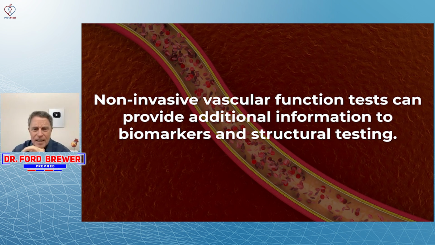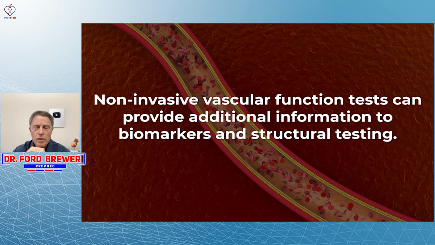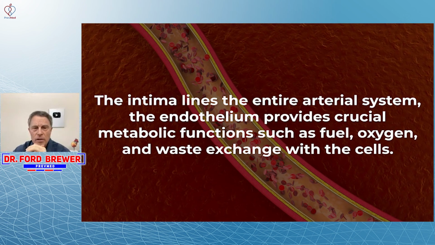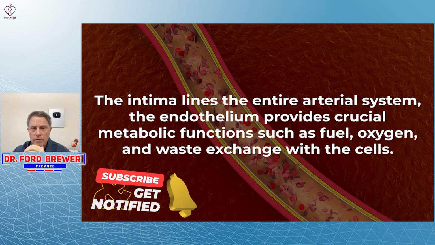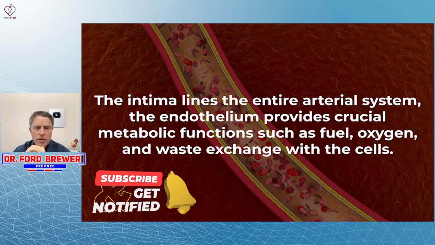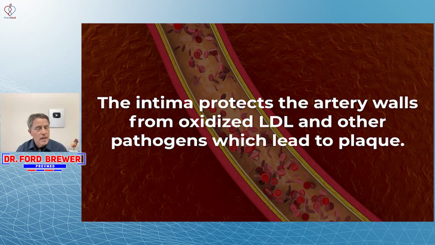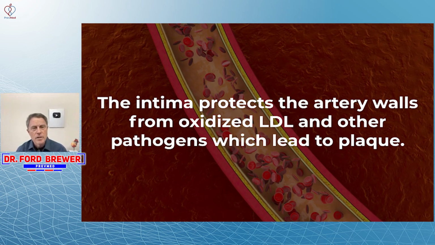The intima is, as you may remember, the source of NO, or nitric oxide. The intima lines the entire arterial system. It provides crucial metabolic functions such as fuel, oxygen, and waste exchange with the cells. The intima protects the artery walls from oxidized LDL and other pathogens which lead to plaque.